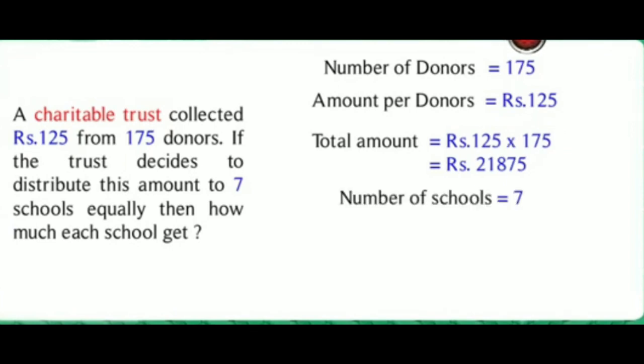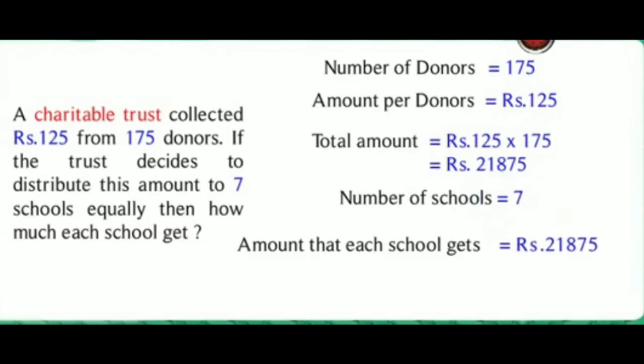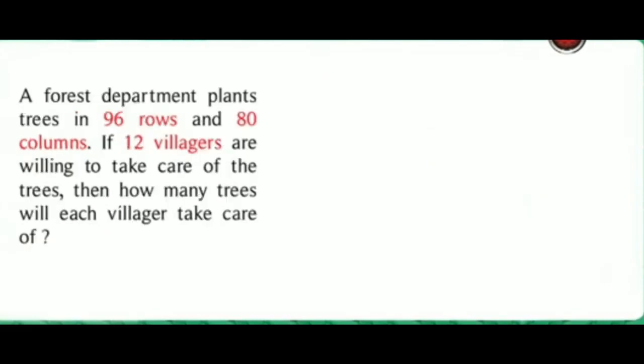Now this 21,875 needs to be divided among the 7 schools. So we will divide this number by 7, which is equal to 3,125. Now this is the problem where we have division and multiplication both. Now let us see one more example.